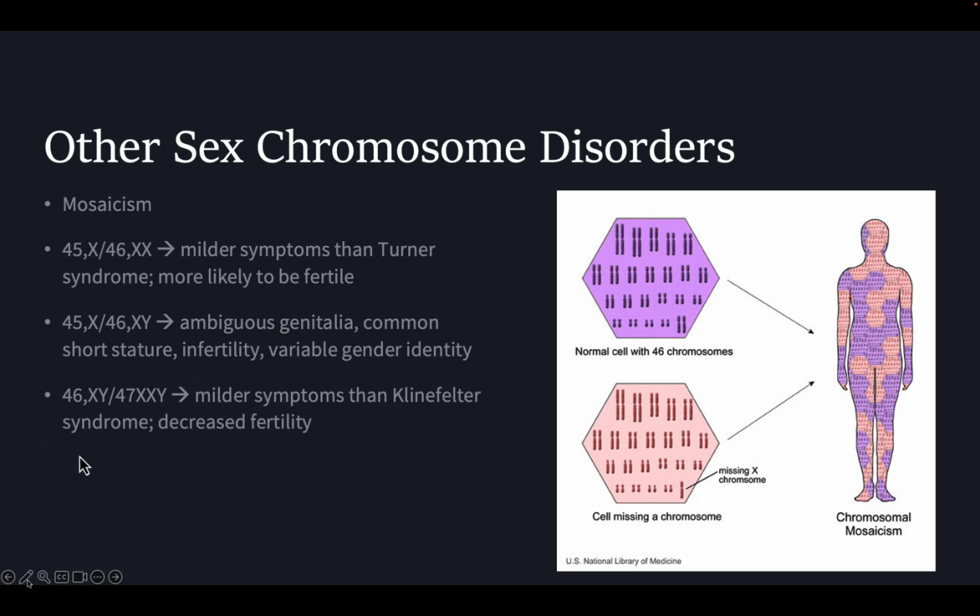You can also have individuals where the zygote actually has Klinefelter. It carries the trisomy, but during mitosis, it corrected itself in some cells. So you have some cells that have the normal complement of chromosomes and some that have too many X's. We here usually see milder symptoms than Klinefelter, but also decreased fertility still.